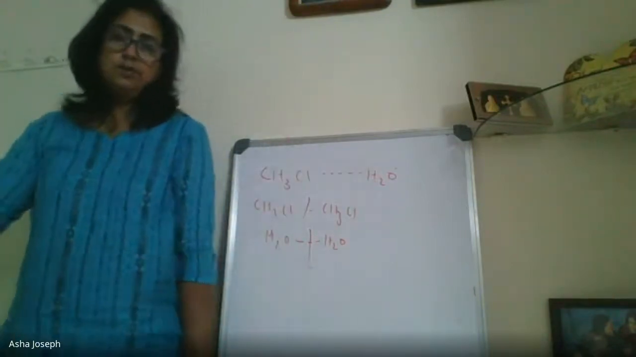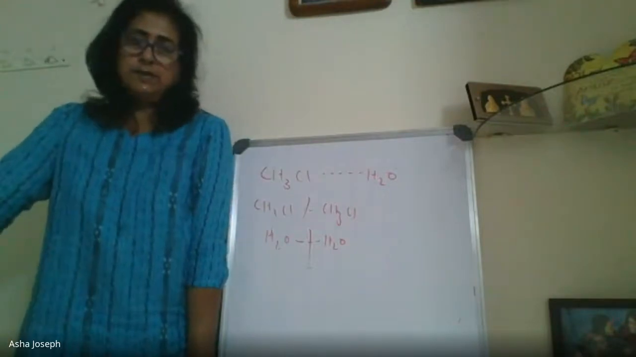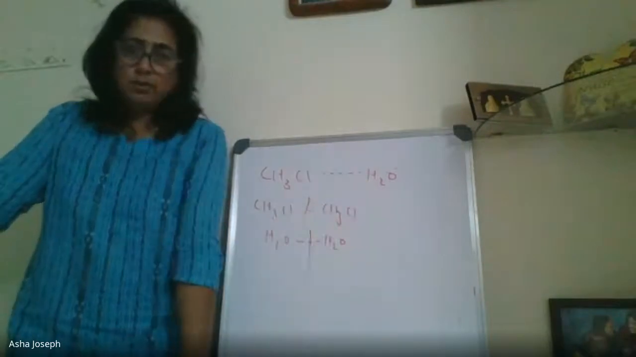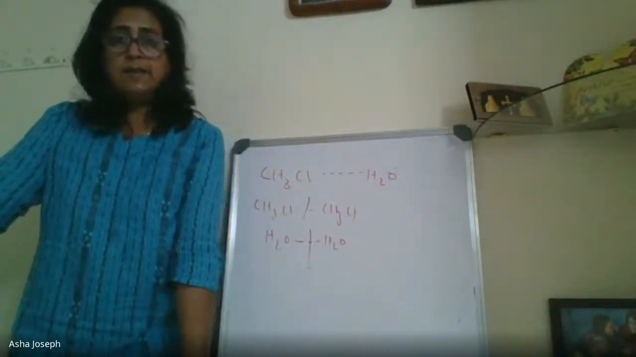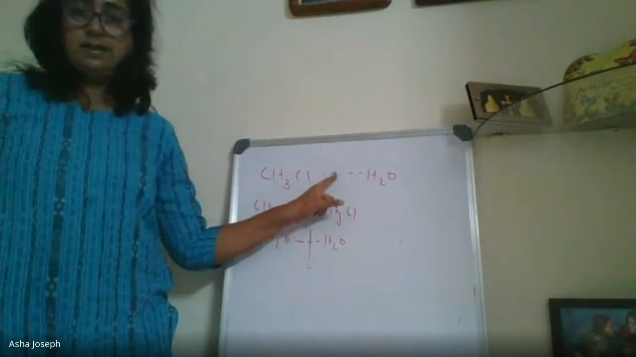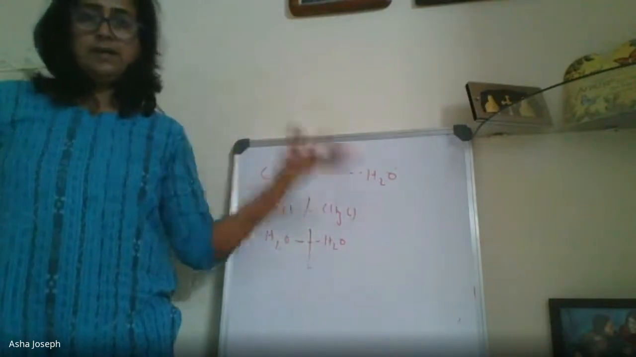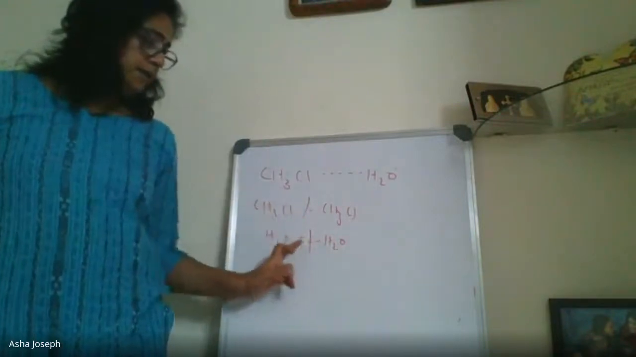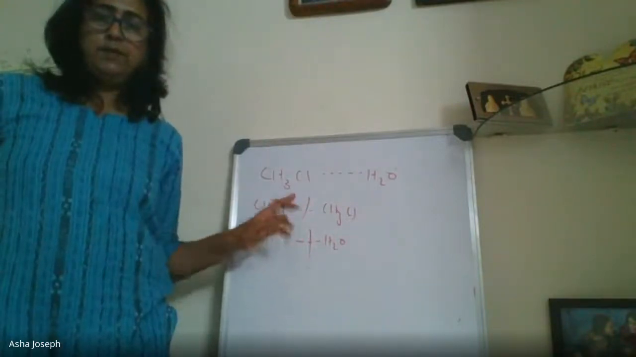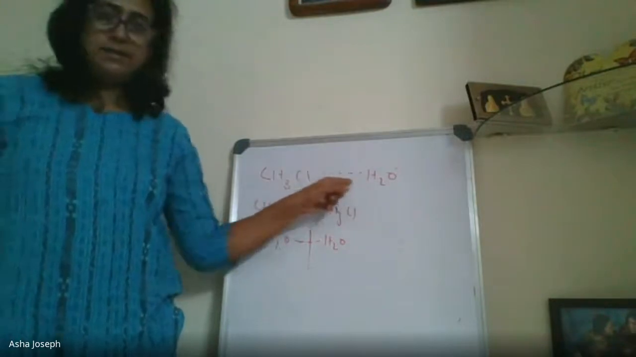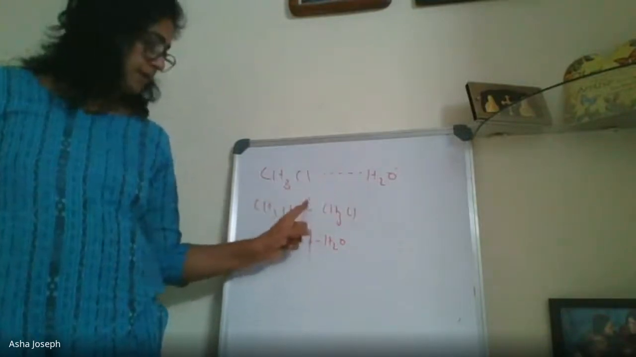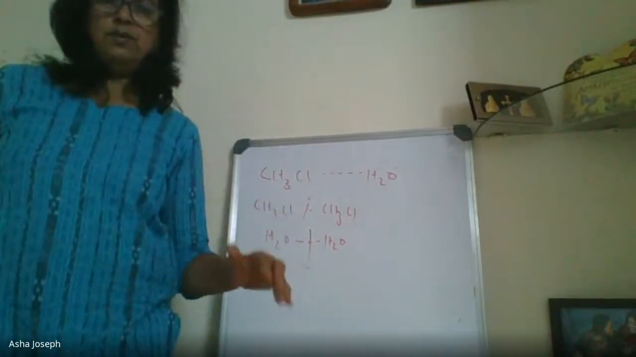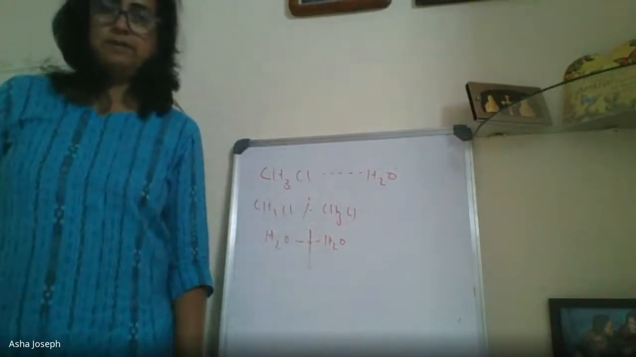Whenever you add a compound to water, if the interaction between the compound and water is more, then more energy is released. That released energy will be used for breaking these two interactions. If sufficient energy is released by this interaction, then the other two interactions will be broken and the compound will be soluble in water. Now clear?